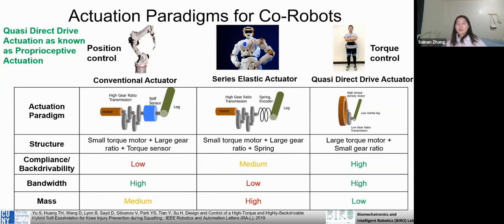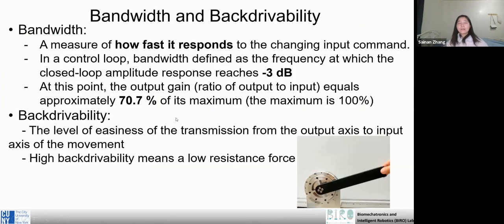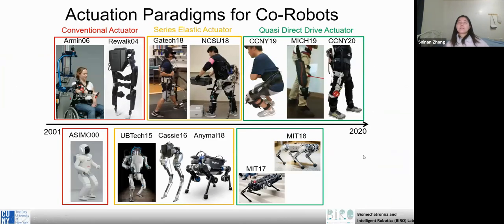For an exoskeleton, we hope to have high backdrivability and high bandwidth, and because it has a small gear ratio, the motor can provide large torque, so we can get better performance. And what is the bandwidth? The bandwidth is a measure of how fast the system responds to a change in input command. We can see it from here.